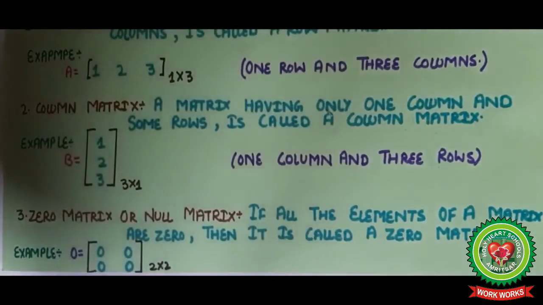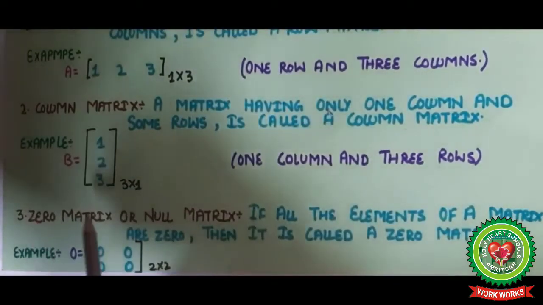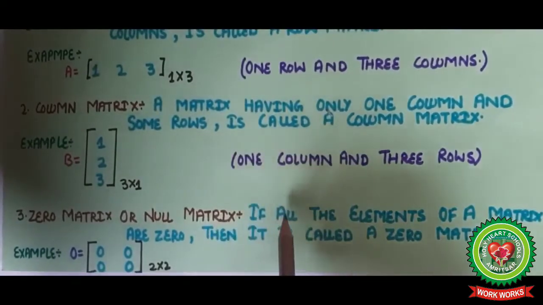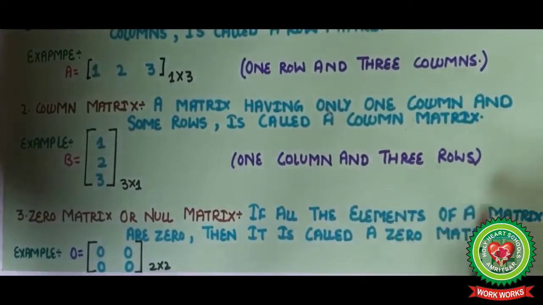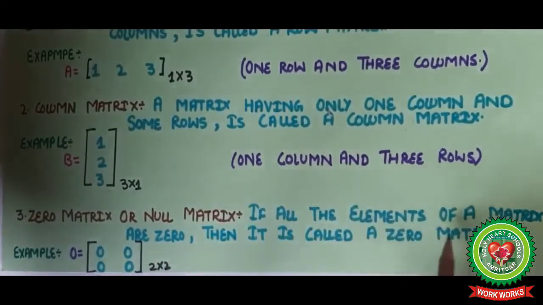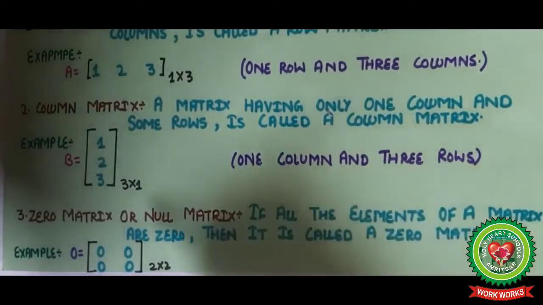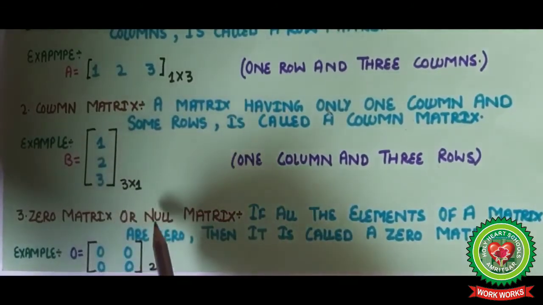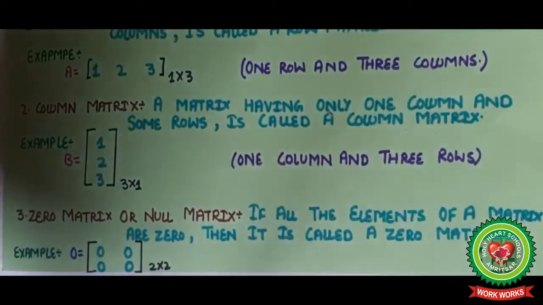Now see the third type of matrix, that is zero matrix or null matrix. Now what is zero matrix? If all the elements of a matrix are 0, then it is called a zero matrix. It is denoted by O, and we can see all the elements are 0. Its order is 2 by 2. So this matrix is known as zero matrix, or you can say null matrix.